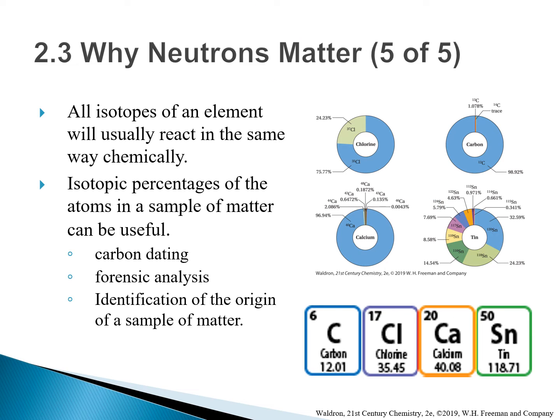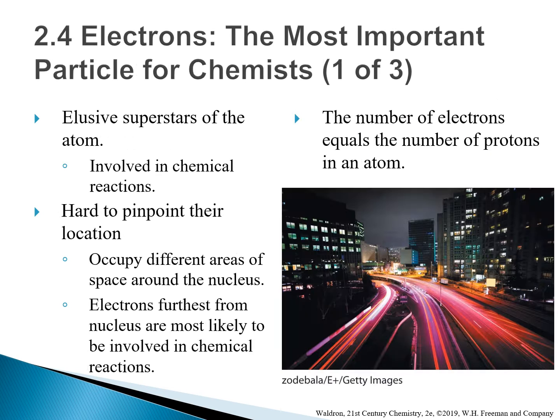All isotopes of an element will usually react in the same way chemically. Isotopic percentages of the atoms in a sample of matter can be used for things such as carbon dating, forensic analysis, and identification of the origin of a sample of matter.